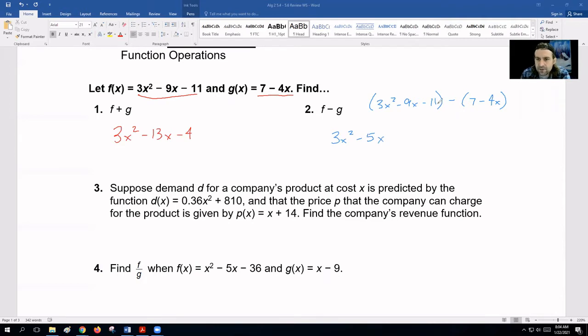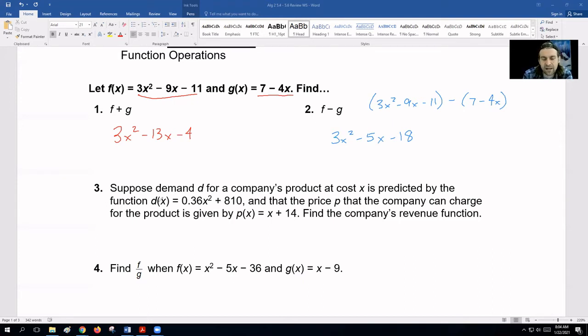And then same thing here with the 11. We have -11 minus 7, and -11 minus 7 would be a -18. So if you aren't careful with the order, you could switch them around and end up getting a positive 5 or a positive 18, and that'd be incorrect.